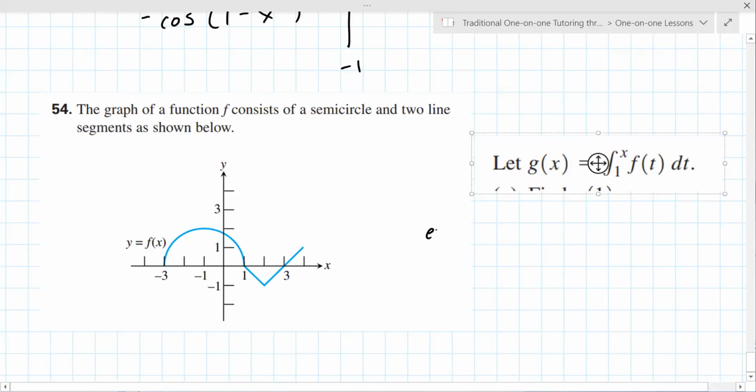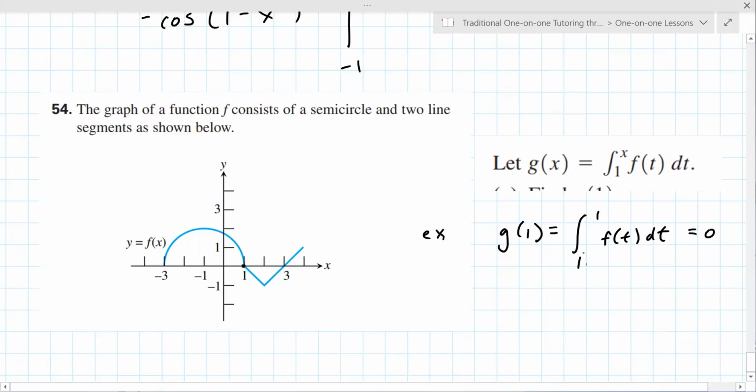So for example, if we want g of 0, that means that x is 0. I'm sorry, we can't do that. Let's go g of 1 for the moment. That means it is the integral from 1 to 1 of f of t dt. And it's literally asking for the area right here, which is 0. That was a property we didn't cover earlier, but when the bounds are the same, the area is always 0.